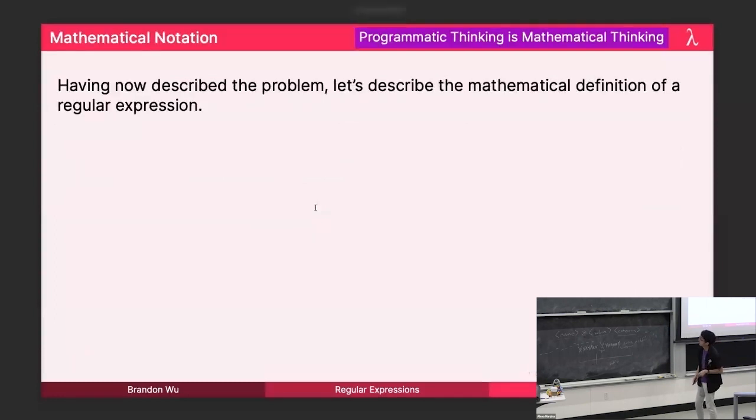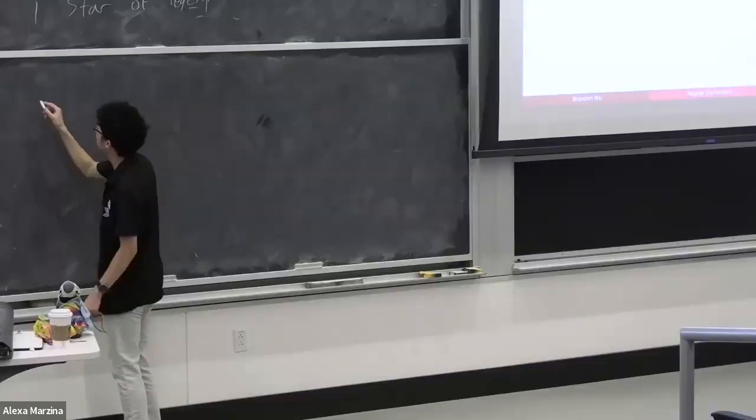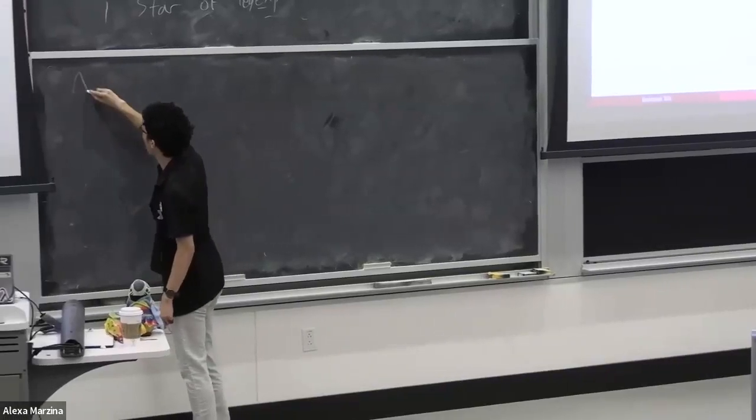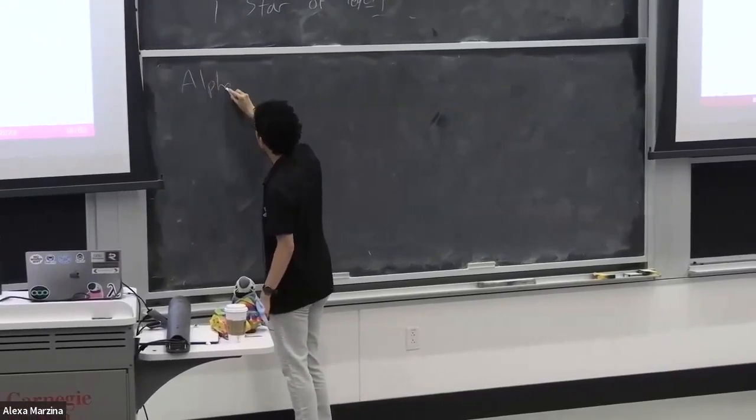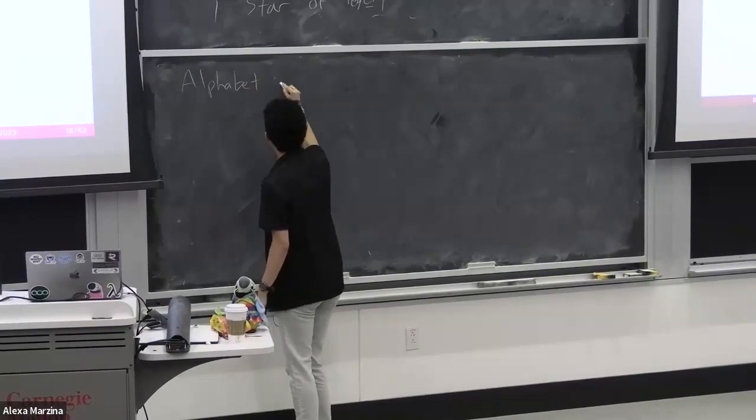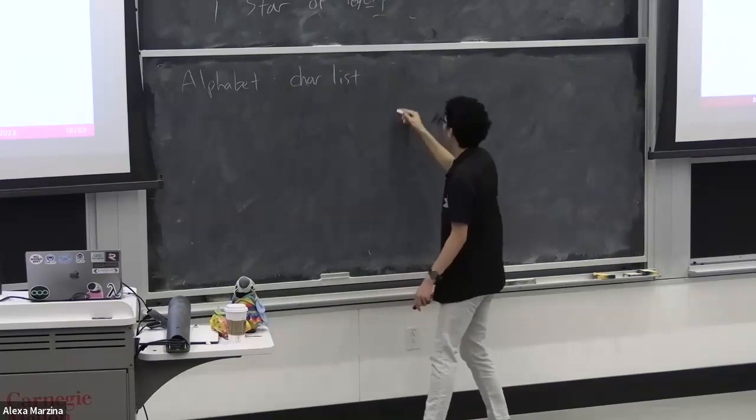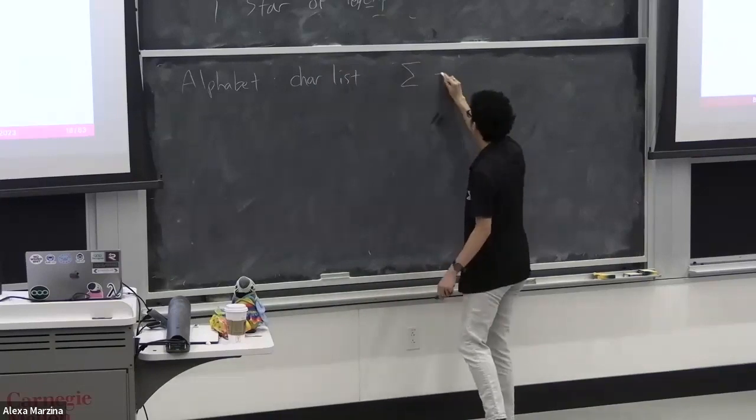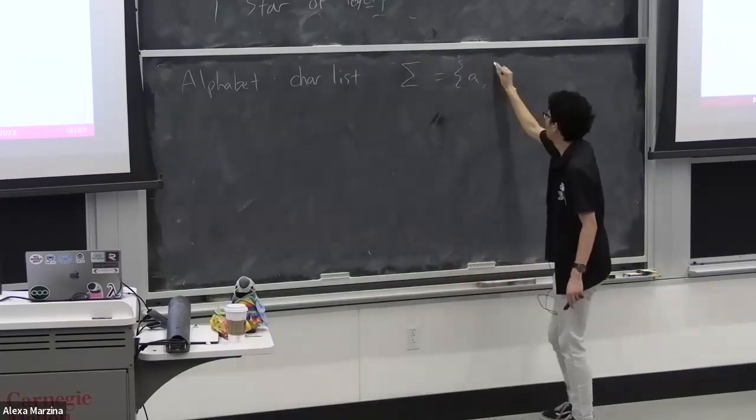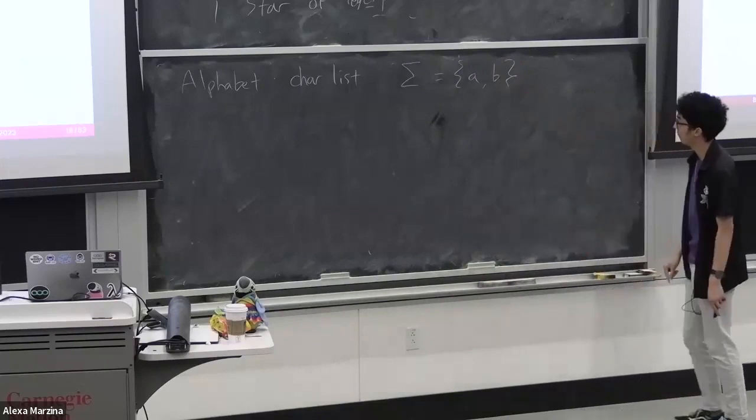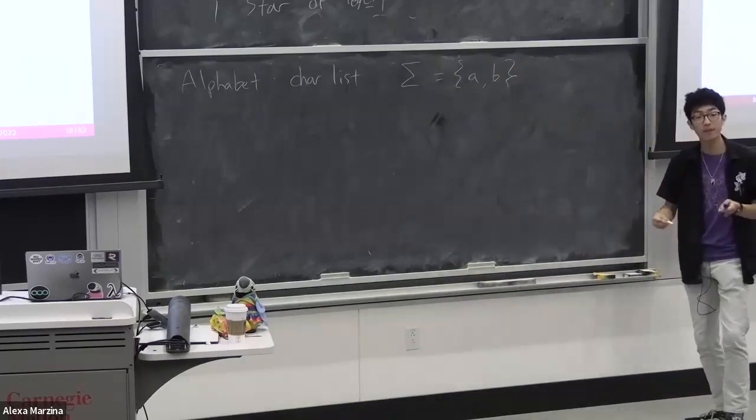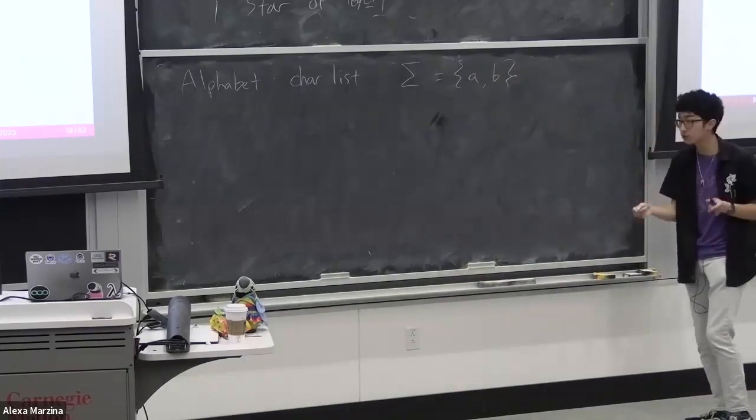Okay? So let's describe what the mathematical definition of a regular expression is. We're going to introduce a few key ideas, but central to it is going to be alphabets. An alphabet is of type char list. It's a set of characters. We notate it capital sigma, and capital sigma might be A, B, for instance. And this is just the alphabet of characters that we're interested in strings over.